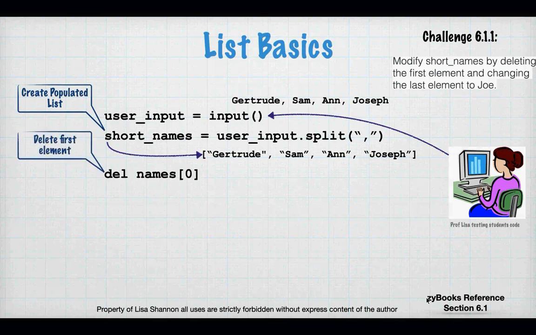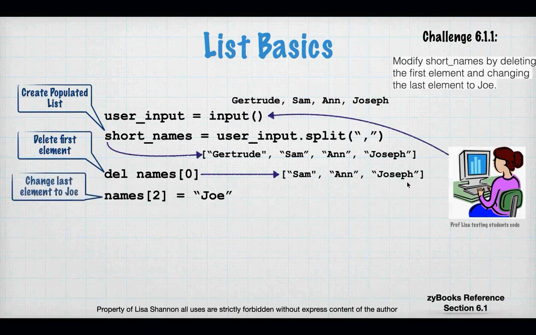So the first thing I'm going to do, it says, by deleting the first element and changing the last element to Joe. So what I did here is I deleted the first element. I used del and names of 0, and it changed the list. It got rid of Gertrude, and it changed it to Sam, Ann, and Joseph. And then the next one I'm going to do is change the last element to Joe. Now, originally we had 4 elements, but when I deleted the first element, we went to 3. So when I want to change the last element to Joe, I can basically say names of the last element number minus 1 equal Joe. So these are just list basics, and they're just how you modify a list.